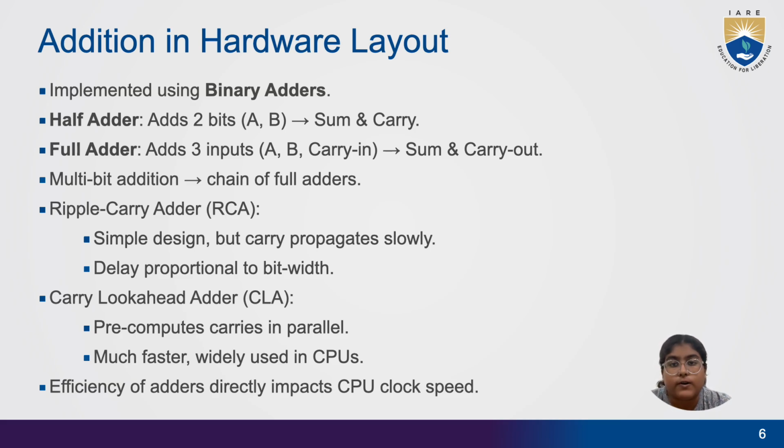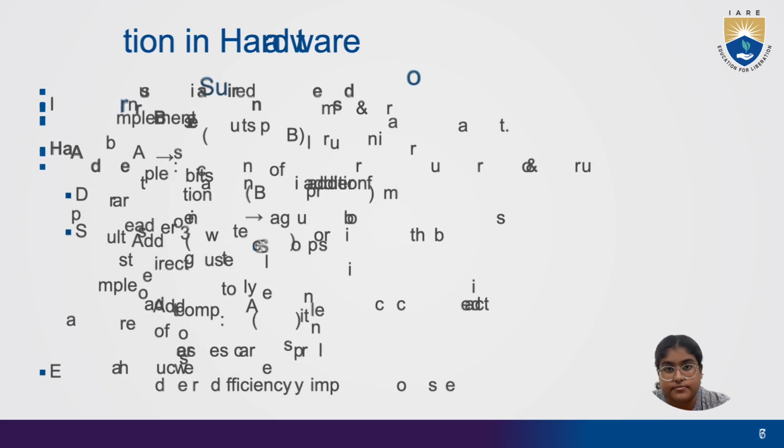The most straightforward is a ripple carry adder. It works, but it's slow because each carry must ripple through all the bits. To fix this, engineers designed the carry look-ahead adder, which calculates carries in parallel. This dramatically speeds up addition, making it practical for modern CPUs. So, when we talk about clock speeds in gigahertz, remember, they depend heavily on how fast we can add numbers at the hardware level.